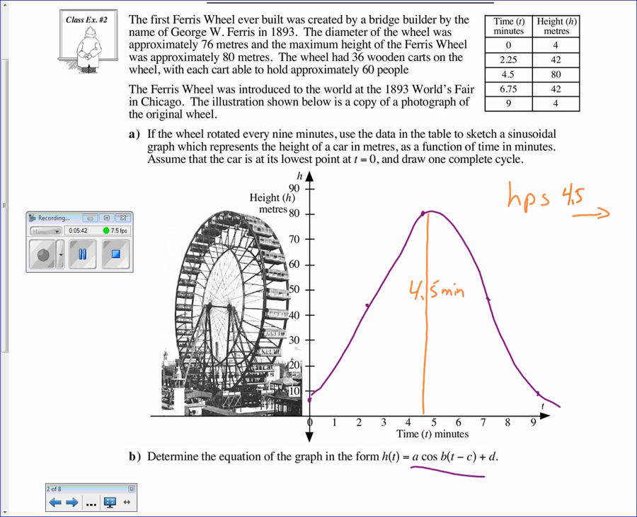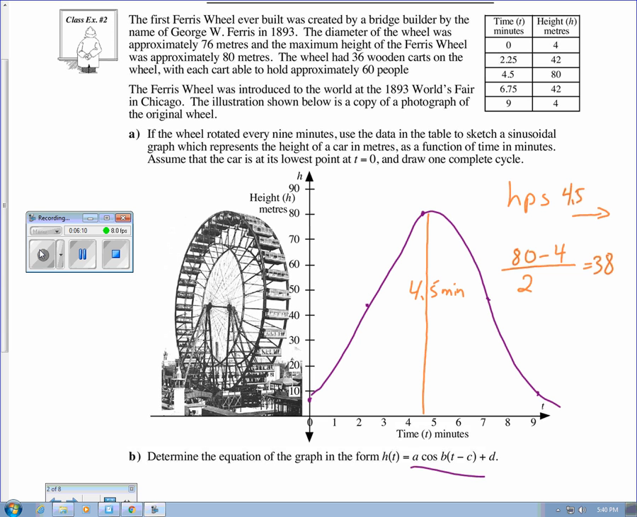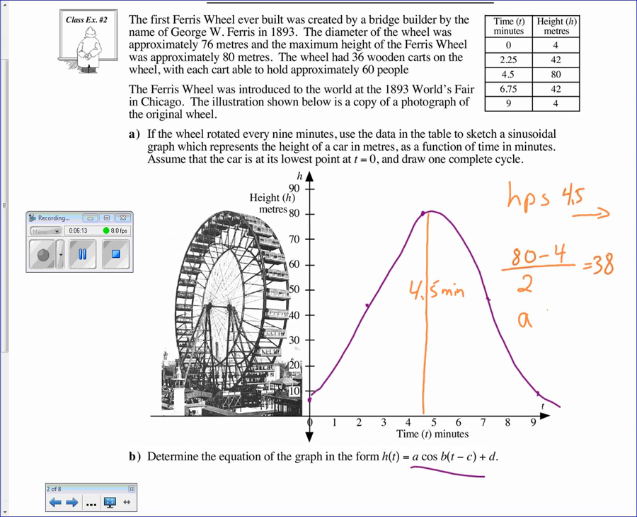My amplitude is way off of 1, so I've got to figure out what those distances are. Remember, we want to find the difference by going 80 minus, so the max height minus the minimum height, and then split that over 2. 80 minus 4 is 76, divide by 2 is 38. What am I going to do with that? So the 38 helps give me my amplitude. My amplitude is 38. That means I have to go 38 up and 38 down.